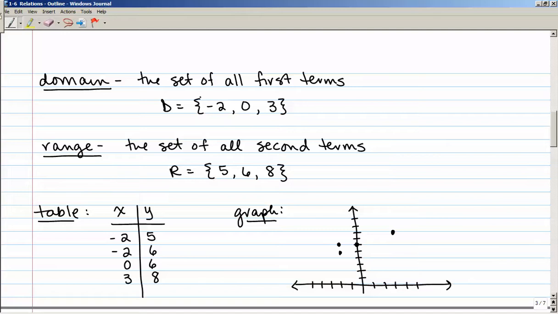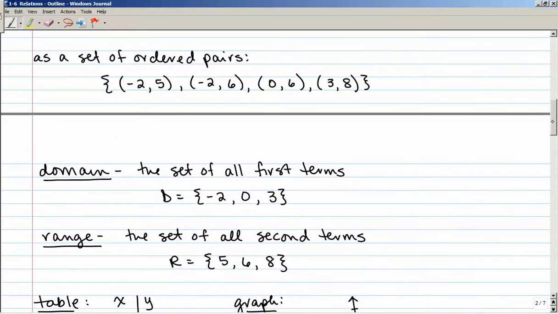Notice how I wrote it with curly brackets, as we did with our set notation up here. Let me go back and say something about the set notation here. That's what the curly brackets say. That is a set. The ordered pairs have parentheses around them. The x and the y are separated by a comma, and then each ordered pair is also separated by a comma. When you're writing a relation as a set of ordered pairs, you need to follow that notation.